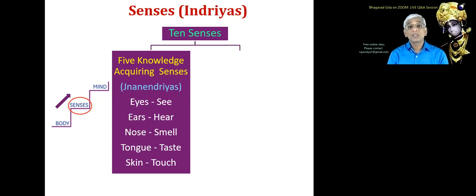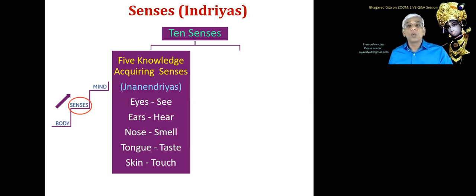These are known as jnanendriyas: eyes, the sense of seeing; ears, the sense of hearing; nose, the sense of smelling; tongue, the sense of tasting; and skin, the sense of touch. We know something is cold or hot because of our experience of touching it. So we are gaining that knowledge. Similarly, with our tongue we know something is sweet or bitter, what we like or what we don't like. All those things, based upon the knowledge acquiring senses, we are gaining knowledge. So these are known as jnanendriyas.